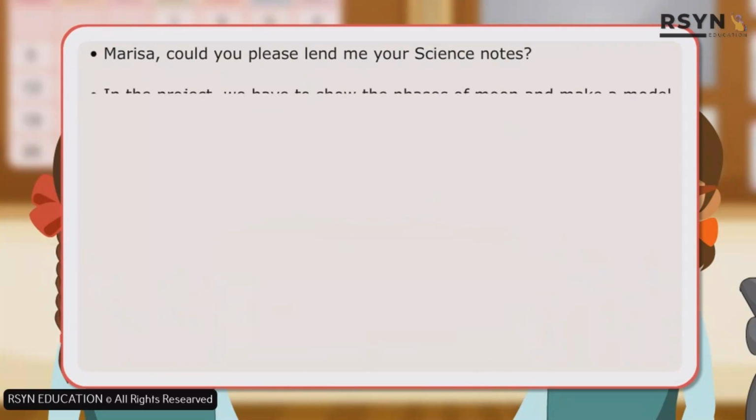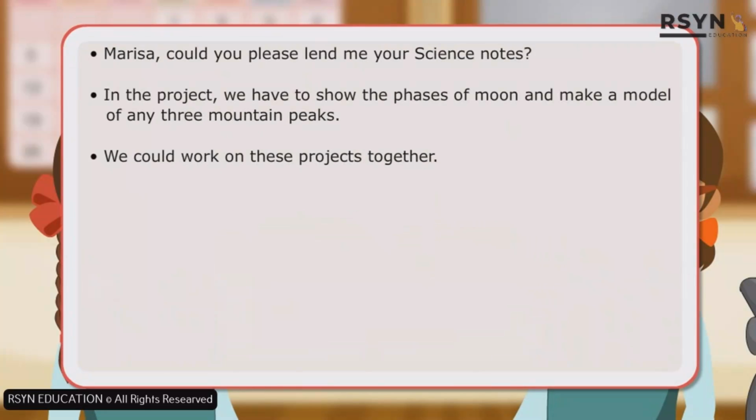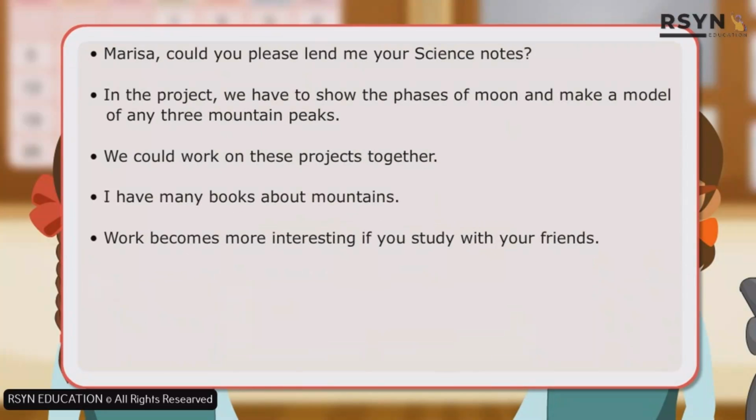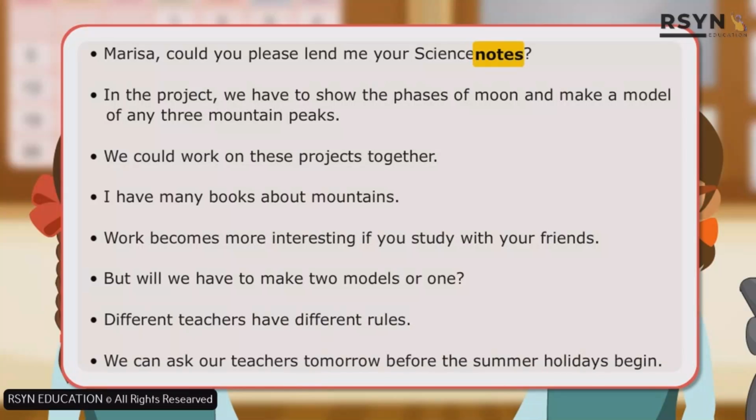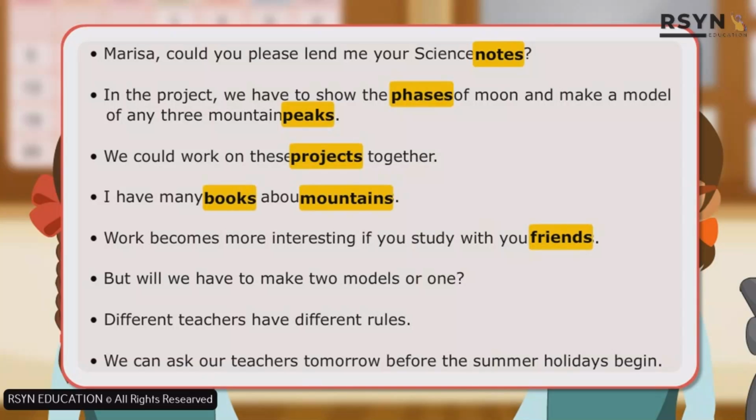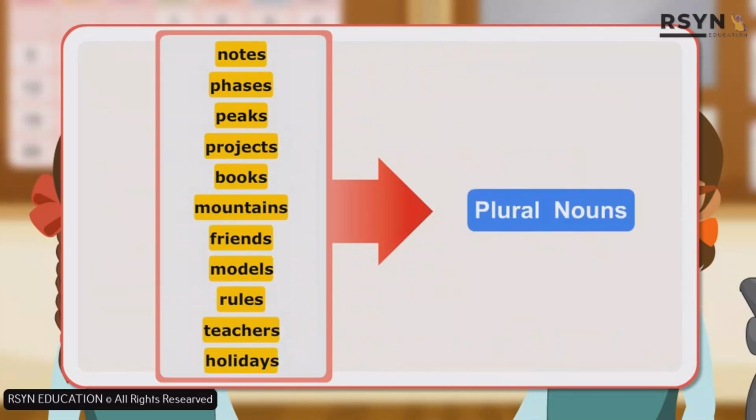The girls speak about more than one thing, place, or person several times in their conversation. The words notes, phases, peaks, projects, books, mountains, friends, models, teachers, rules, holidays are examples of plural nouns.